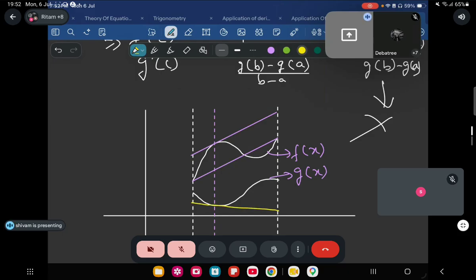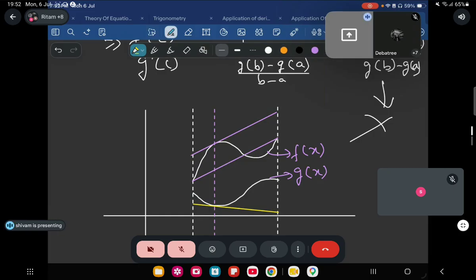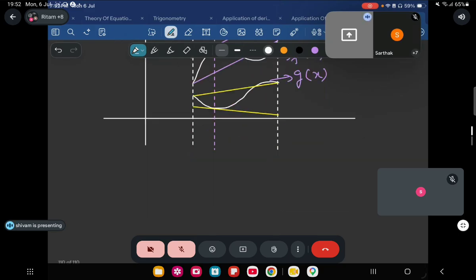Do you people think it will be parallel to the chord? Tell me. Vaipsha, Devatri, Ritam, tell me. Raktim, do you think it will be parallel to the chord? Are these two lines parallel? No. Sarthak, are you getting why it is technically wrong? This proof is wrong.